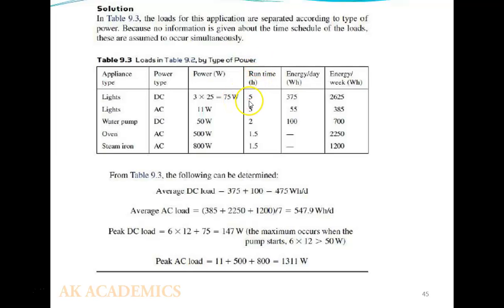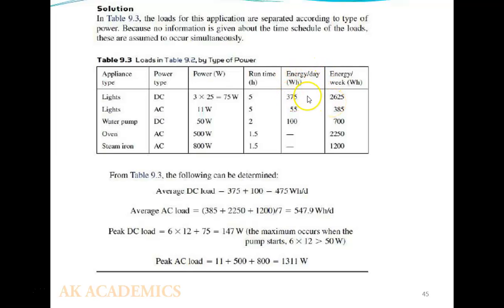Okay, and again, as you can see, we were told that the run time is 5 hours, and then to find the energy for that, it will just be power multiplied by the duration of use, or the run time, and that gives us 75 times 5, which is equal to 375 watt hours. This is energy per day, 375 watt hours per day. So if you want to convert this to weekly, 375 multiplied by 7 will give us what we need.